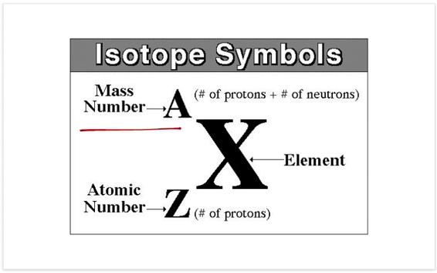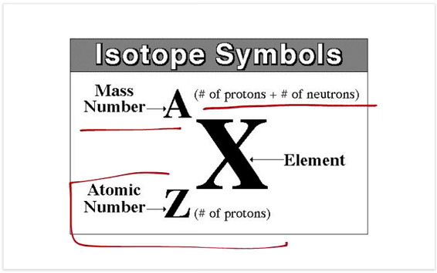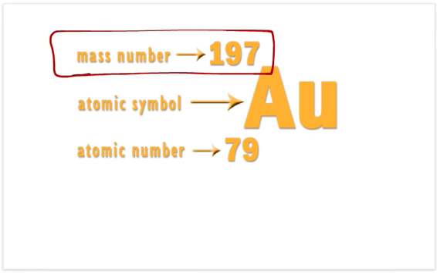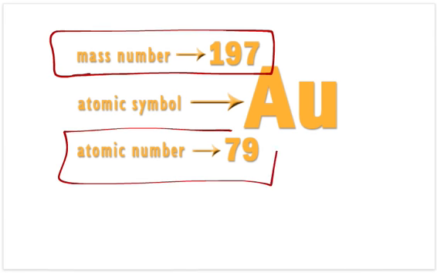Okay, so we have the mass number on our element symbol. That's the number of protons plus neutrons. We have the atomic number that's always going to be on the bottom. That is the number of protons, and then the element symbol is in the middle. Okay, so here's just one more example. Here's gold. Gold has a mass number here of 197, and an atomic number of 79.